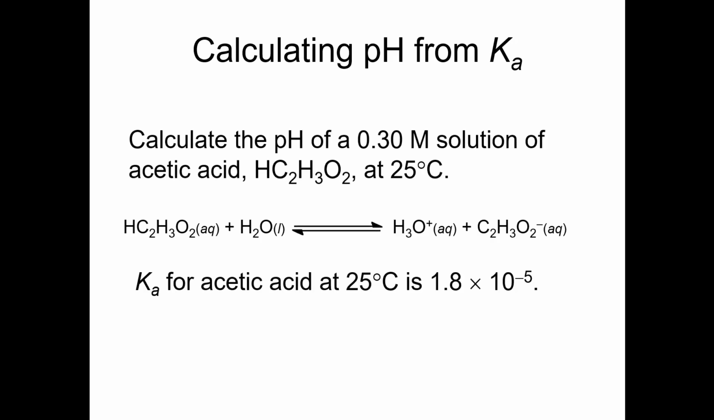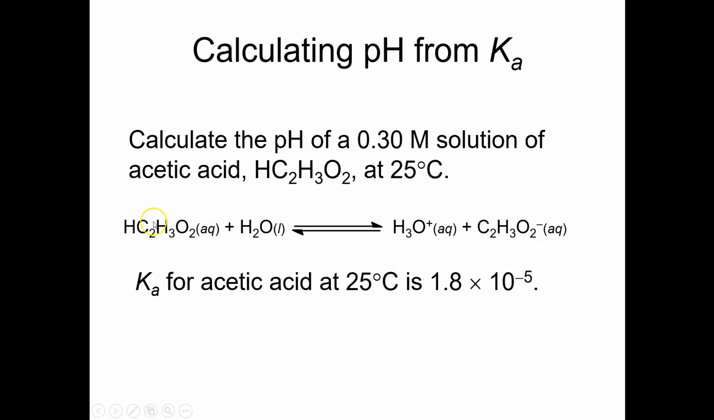Well, here's a typical problem. Calculate the pH of a solution of acetic acid that is 0.3 molar. So I take pure acetic acid, take 0.3 moles of it, and dissolve it up to 1 liter with water. So I've got a 0.3 molar solution of acetic acid. What is the pH of that at equilibrium?